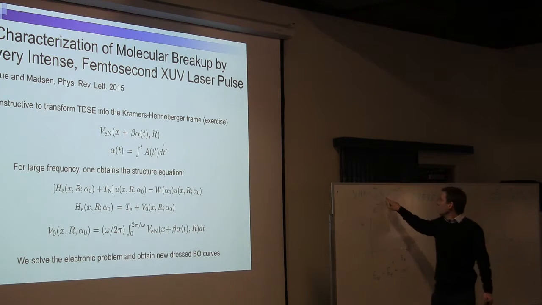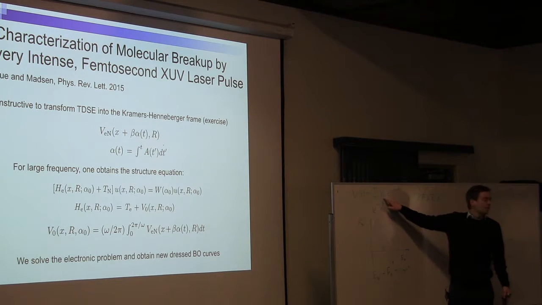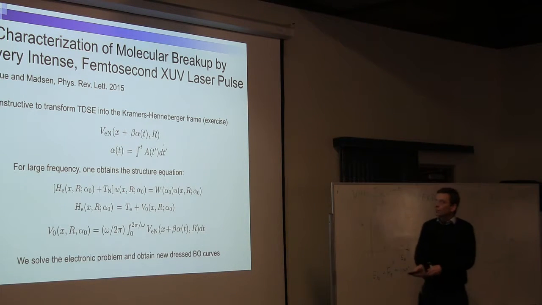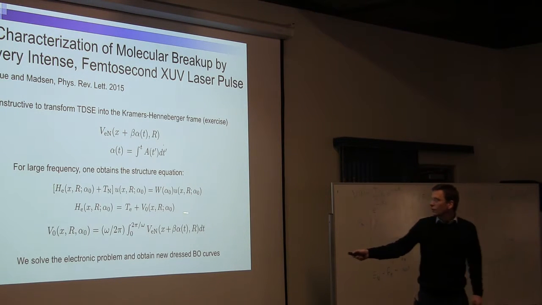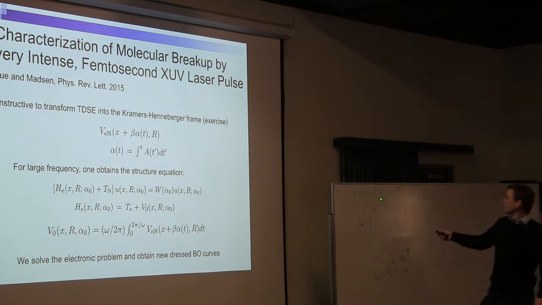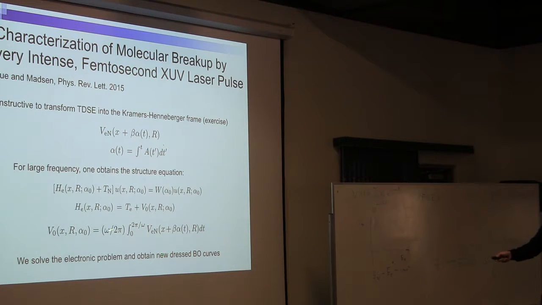then of course the n equals 0 term here in the potential dominates, right? And this is this potential here. This is the dominating term in this Fourier decomposition. So this here is the dominating term. It's just a time averaged Kramers-Henneberger potential. And therefore you're led to a structure equation involving the kinetic energy of the nuclei and the Hamiltonian of the electronic part with this time averaged potential.